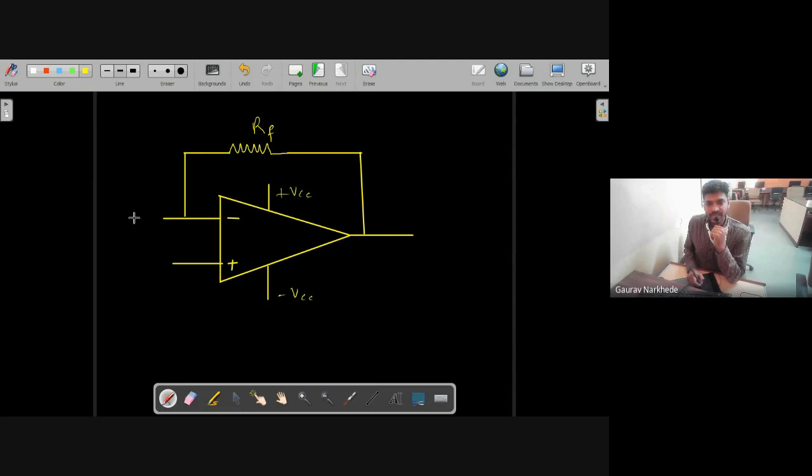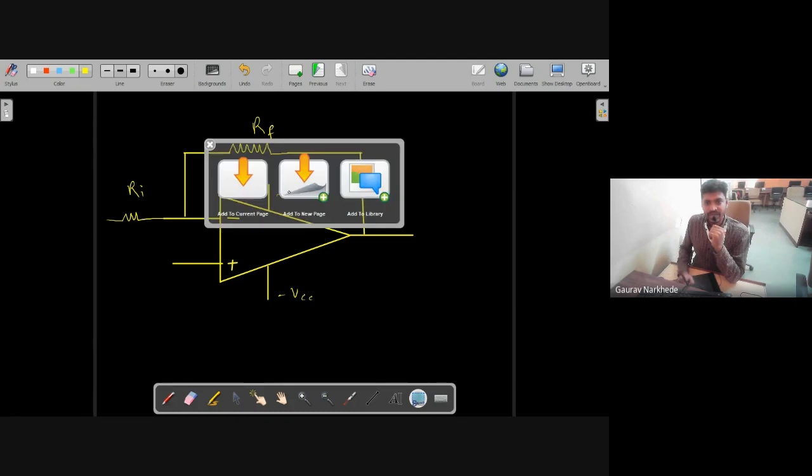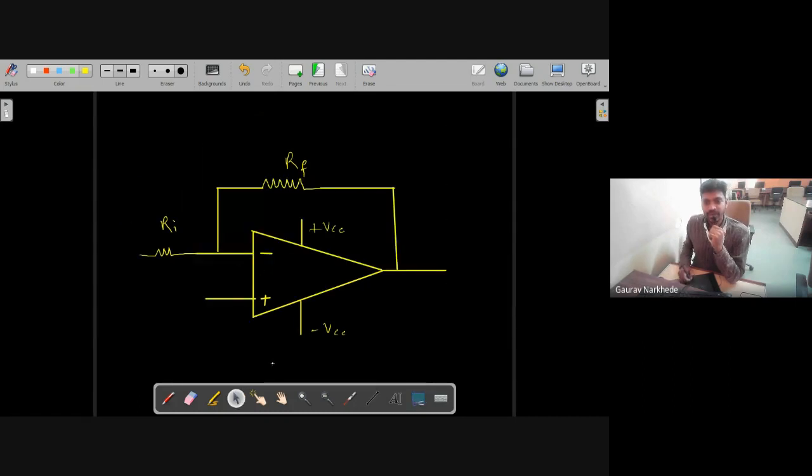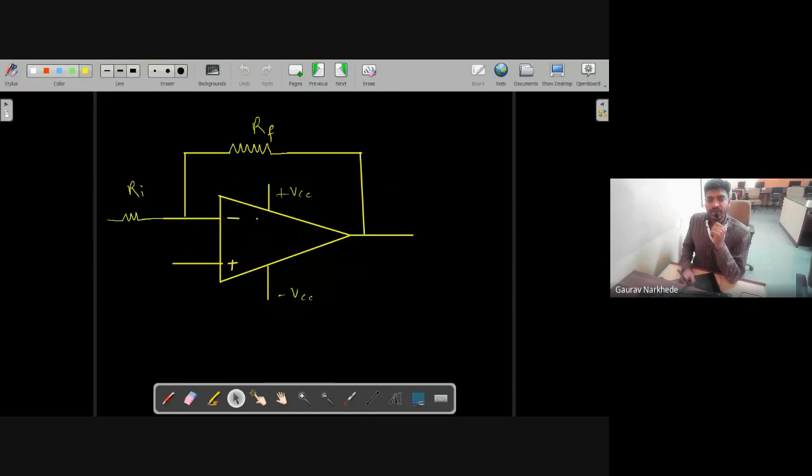RF is the feedback resistor, and then there is another resistor called the input resistor, RI. Now this is one circuit. Okay, this is a feedback circuit. Now let me copy this circuit and add it to a new page. Okay, so this is the circuit.